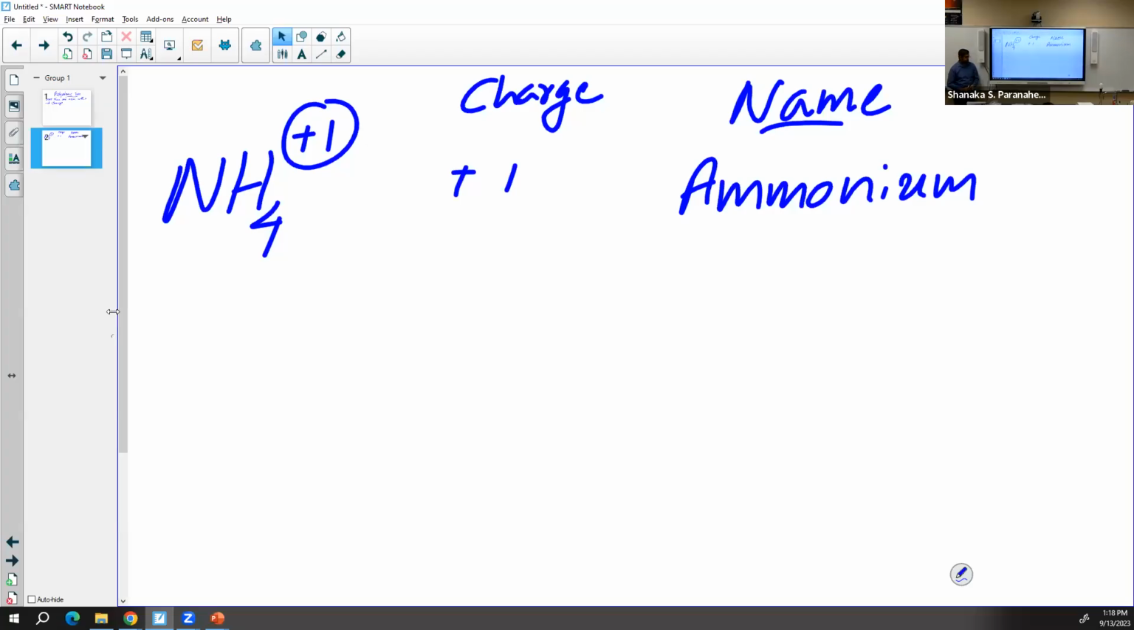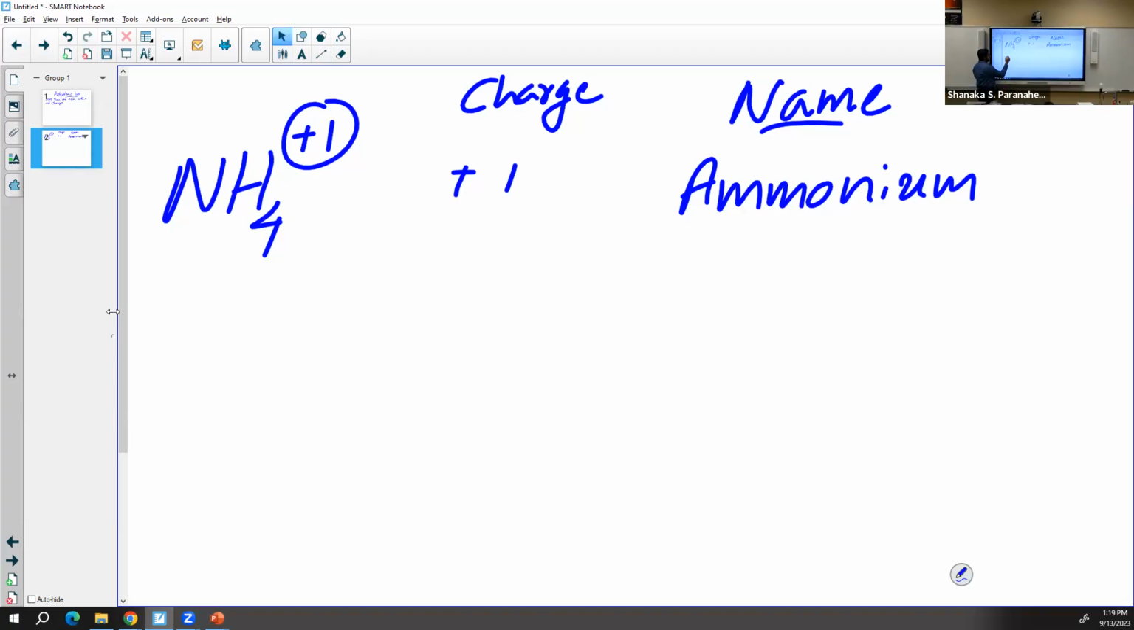These polyatomic anions have charges ranging from -1 to -3. So -1, -2, -3. Those are the possible charges. And these polyatomic anions contain non-metals like nitrogen, oxygen, hydrogen, phosphorus, sulfur. Those are the non-metals present in these polyatomic ions.